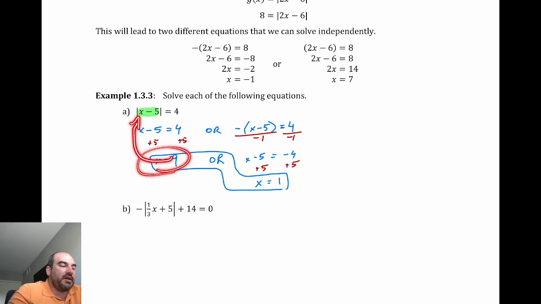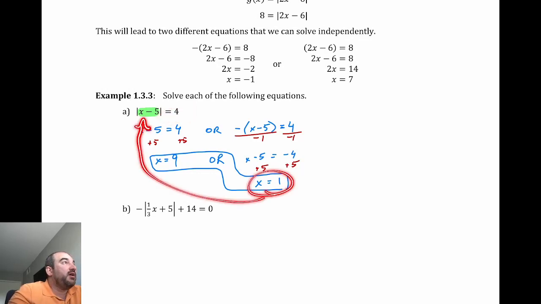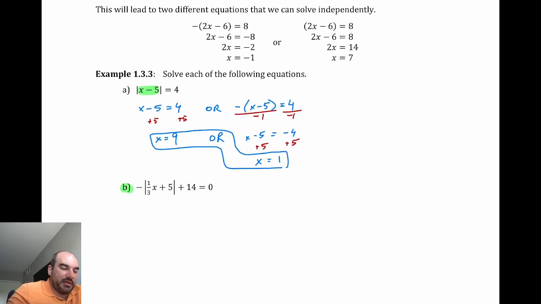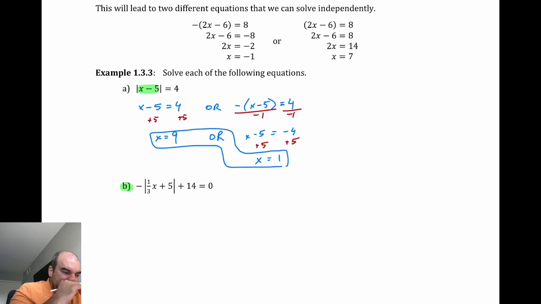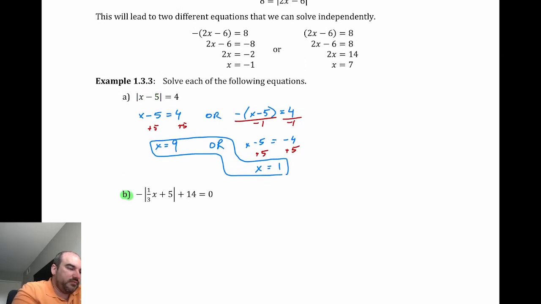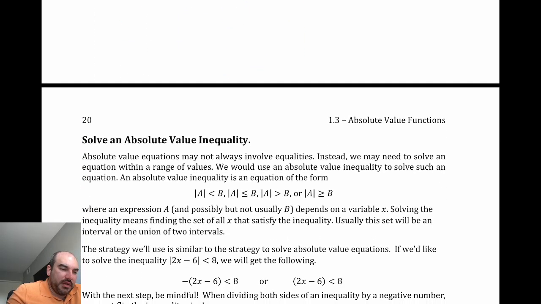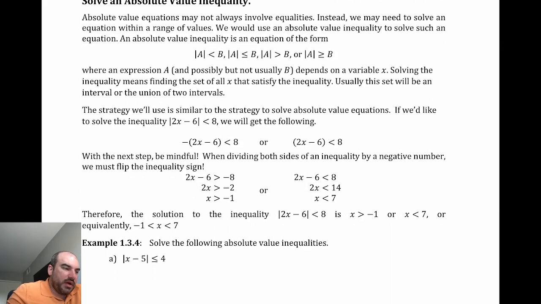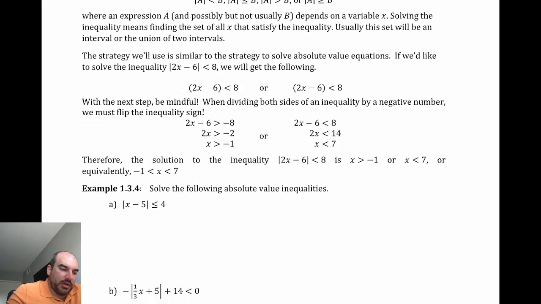If I plug in 9 into here, 9 minus 5 is 4. Absolute value of 4 is 4, which is equal to 4. If I plug in 1 into this x here, 1 minus 5 is -4. Absolute value of -4 is +4 again. So both of these values should work in that situation. So let's highlight this part B that you guys will be working on. And then move on. Solve an absolute value inequality.